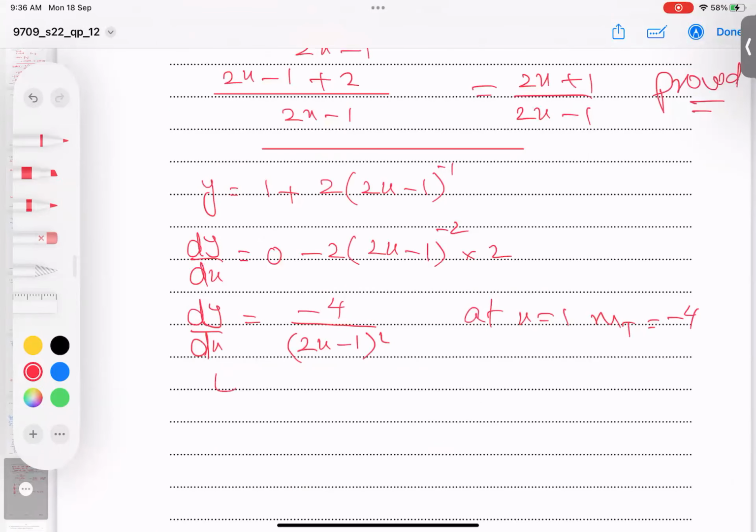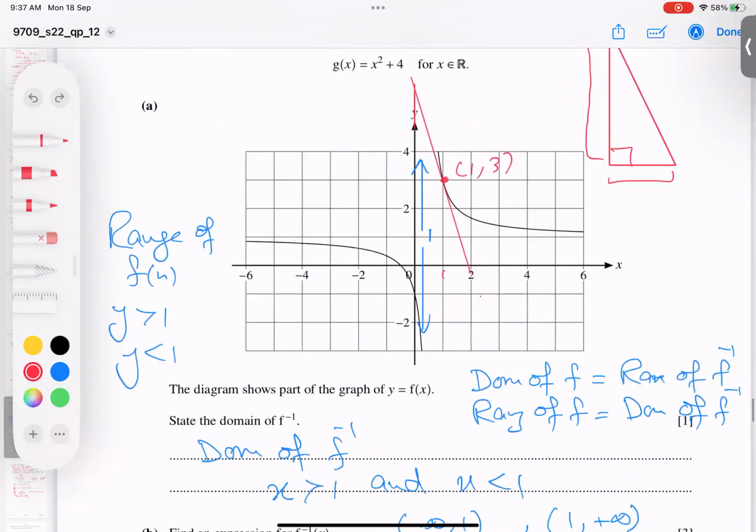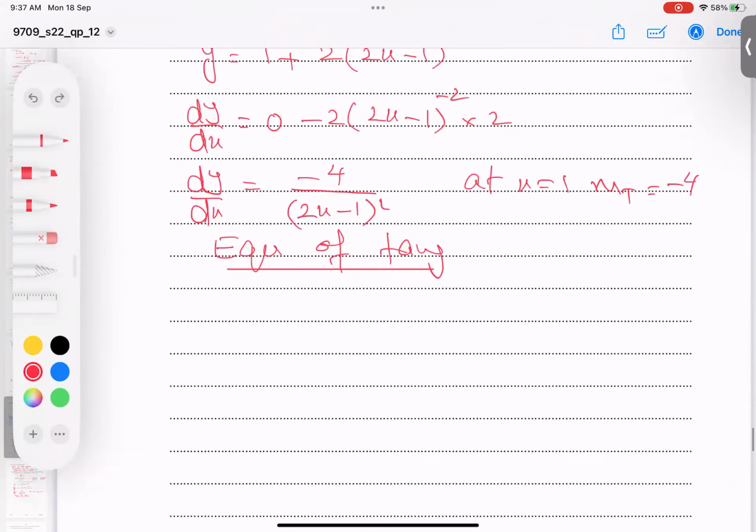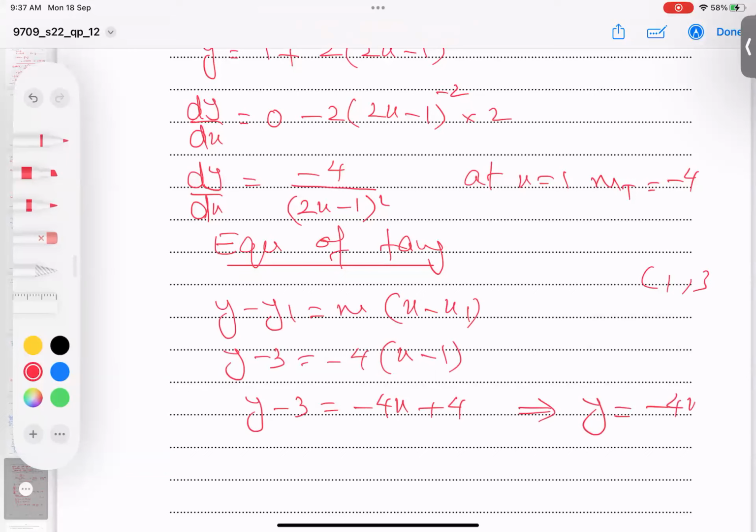So how do we find the equation of the tangent, students? The y value is very clear, the point is 1, 3, so 3 is the y coordinate there. You can find it directly, or even from the graph. The formula is y minus y1 equals m times (x minus x1). I'm using 1 comma 3. So y minus 3 equals m times (x minus 1). m is minus 4. So y minus 3 equals minus 4x plus 4, and finally I get y equals minus 4x plus 7.